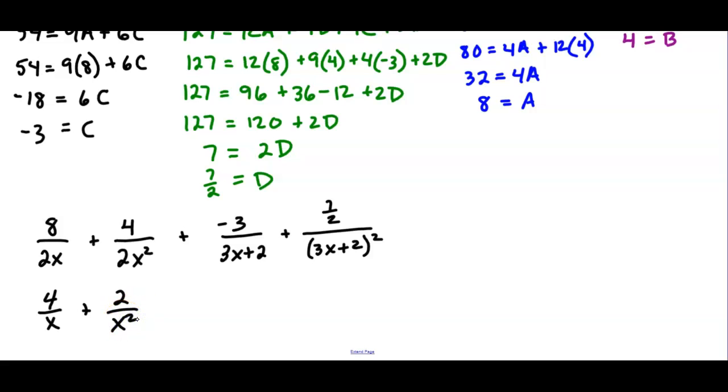So you might say, okay, well, we had the 2 in there, but now we took it out. Would it have been easier another way? I don't know. This is how I did it. 3 over 3x plus 2. And then finally that 7/2, I'm going to leave the 7 in the numerator. So you think of it like 7/2 times 1 over 3x plus 2 squared. I'm going to leave the 7 in the numerator, and then that 2 is going to come down here.